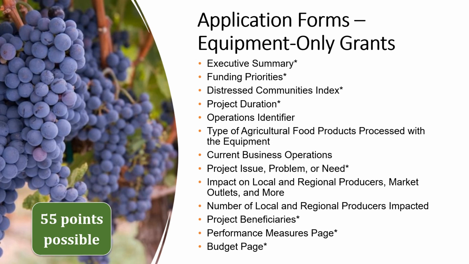The proposal application form for equipment-only grants also makes up the core of the application. Again, a scoring rubric can be found in the RFP. There are 55 points possible, including points from additional considerations, also included in the scoring rubric in the RFP. Note that the performance measures and budget pages will be filled out in other areas of Amplifund. Some parts of the application form for equipment-only grants are the same as for infrastructure grants, but some are different. We've marked the parts that are the same with an asterisk, and we will cover the differences now.